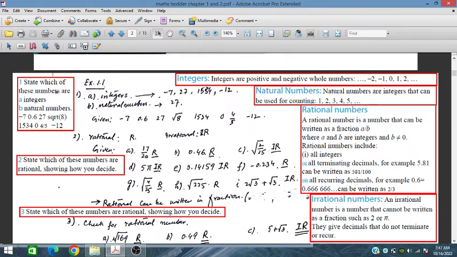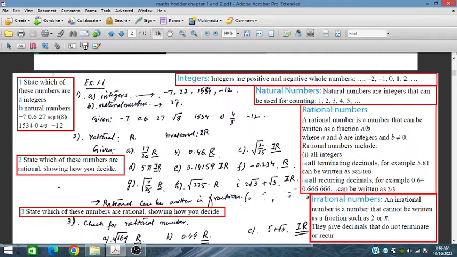So let's start exercise 1.1. State which of these numbers are integers and natural numbers: -7, 0.5, 27, square root 8, 15340, 4/5, and -12. We can see that -7 is available here, so it is an integer. These are the integers, this is the first part, and the B part is the natural numbers. So the natural number is 27.